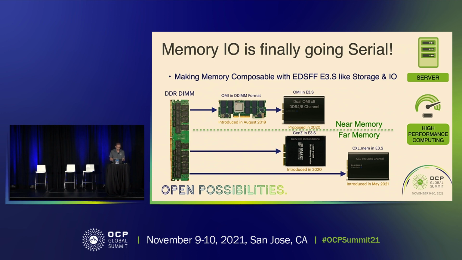This is just showing you there's a parallel DIMM on the left. OMI, that you've just seen, has been in production since 2019 in the JEDEC differential DIMM format. And we've proposed to put it also into the OMI format, 2 channels into an E3 module. That's your near memory, as was discussed earlier today. And then we've seen Gen-Z, Smart Modular introduced Gen-Z in 2020 in an E3 format, and Samsung recently announced CXL.mem in an E3 format. And that's for the far memory. So we can see that our memory is going serial. So I think we're in good shape to be getting rid of the parallel memory here.